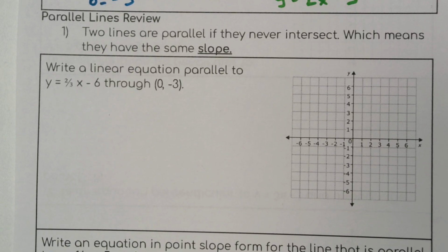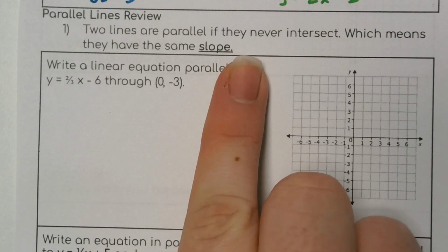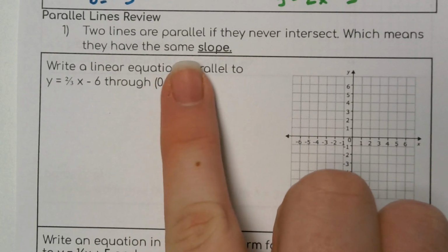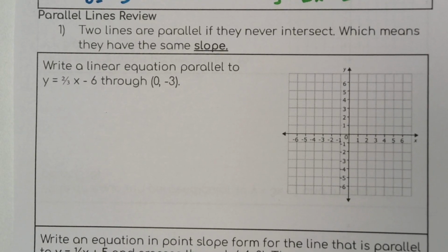All right, so parallel lines. You guys did do this last year. It's been a while. It was lesson 2.10, I believe, 2.9 and 2.10. So if you have your notebooks from last year, super helpful to bring them. But parallel lines, they never intersect, which means they have the same slope. Okay?